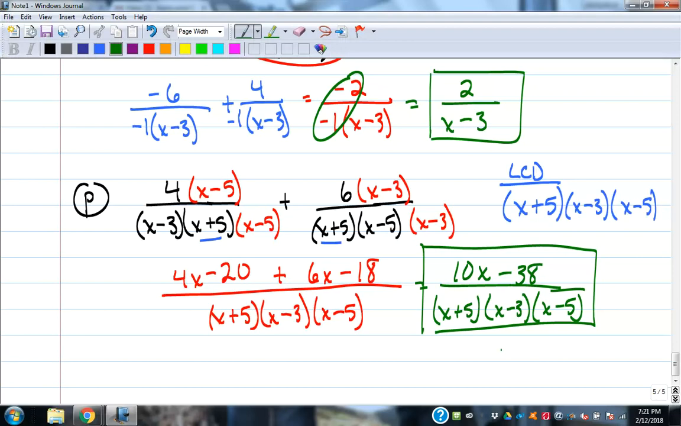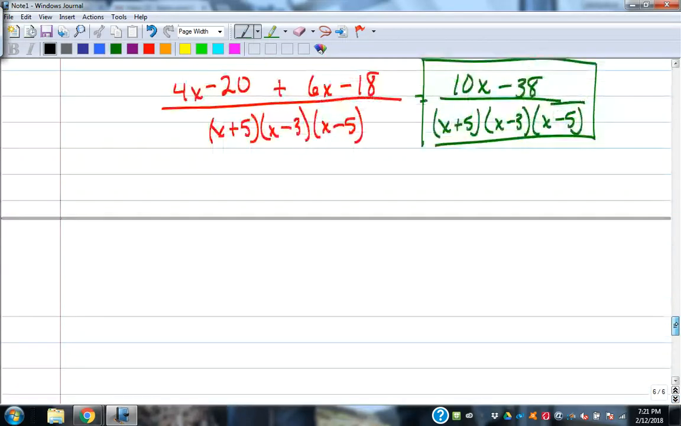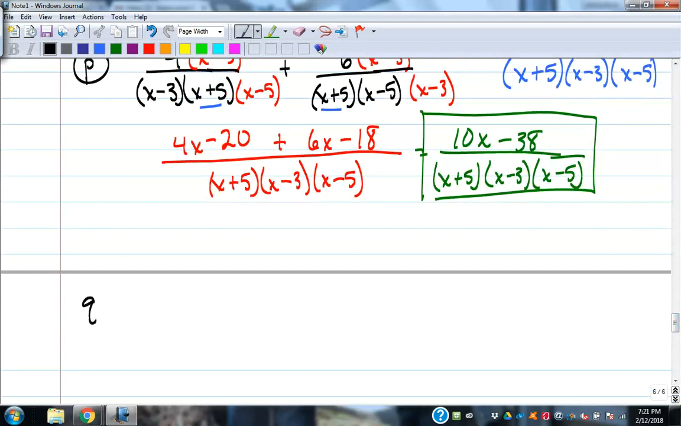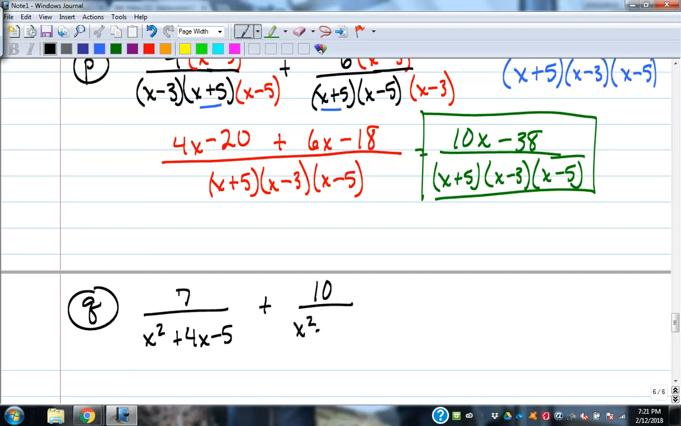Your common denominator has to have a factor that represents every factor that's already there. Okay. Let's go back up and see that. 7 over x squared plus 4x minus 5 plus 10 over x squared minus 25.